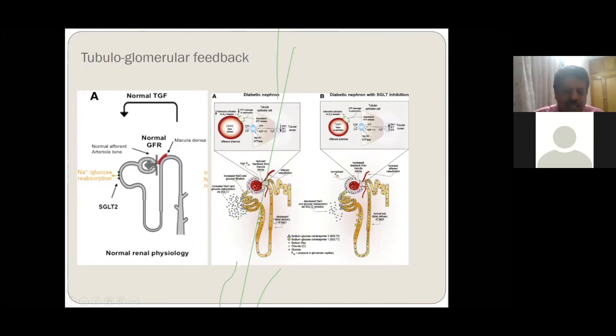It senses it as less volume or less sodium. It increases the afferent arteriolar dilatation, so there will be more and more GFR. When you block SGLT2, there will be decreased absorption of sodium, so more sodium is available, which goes to the distal tubule and gets excreted also. This more sodium in the distal tubule contracts the afferent arteriole and reduces the hyperfiltration. Hence, one of the mechanisms of diabetic kidney disease progression is hyperfiltration, which will be reduced.